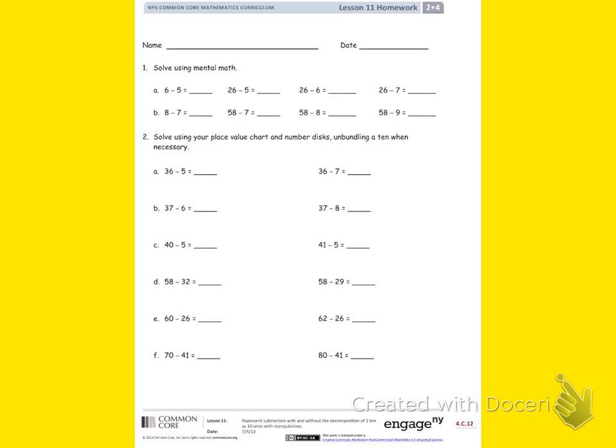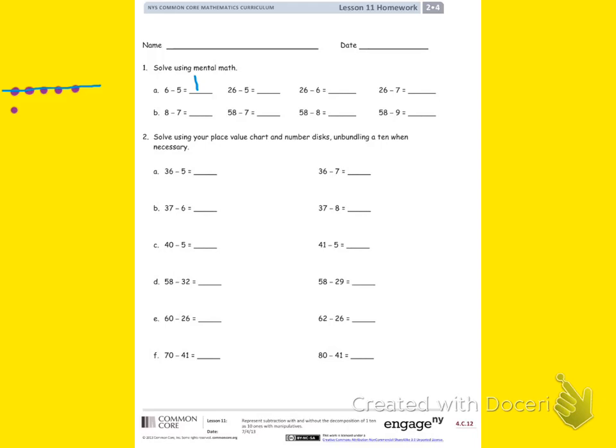Item A, 6 minus 5. When I think of 6 minus 5, I think of this picture. 1, 2, 3, 4, 5, 6. Minus 5. When I see 6 minus 5 in my mind, right away I see 1 left over.